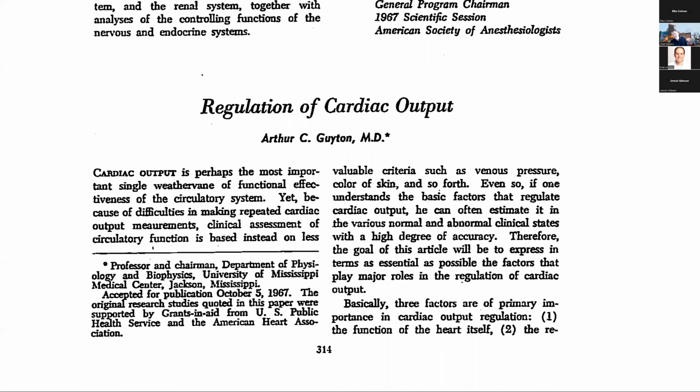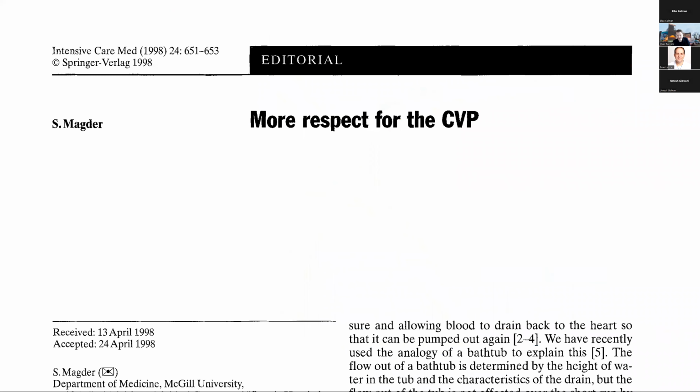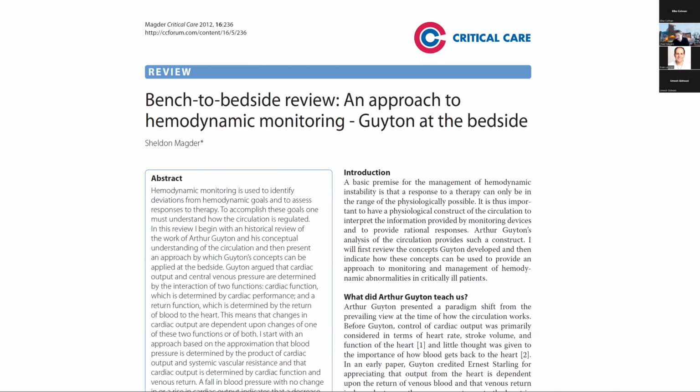Now, in my opinion, this concept is demonstrated probably best by the work of Arthur Guyton back in the 60s, where he took into account the importance of the RV as well as venous return. Now, I'm not going to spend much of my time talking about Guyton physiology. So for anybody who's unfamiliar, I recommend going back to some of the reviews by Sheldon Magder. He has a handful of reviews that put this in a clinical context, definitely well worth your time in terms of giving you understanding about these concepts.